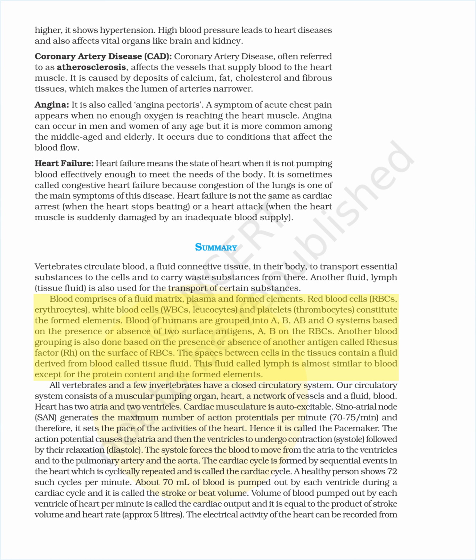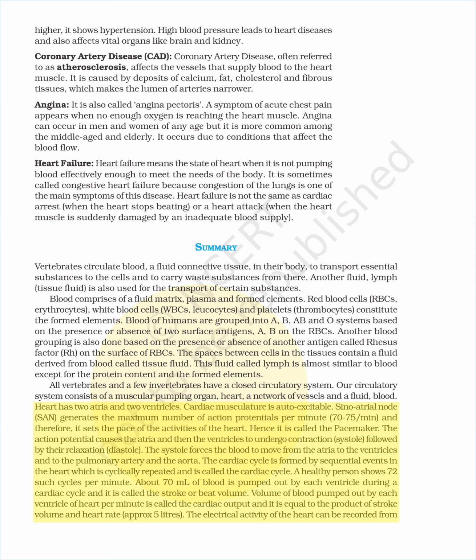Blood of humans are grouped into A, B, AB and O systems based on the presence or absence of two surface antigens, A, B on the RBCs. Another blood grouping is also done based on the presence or absence of another antigen called rhesus factor, Rh, on the surface of RBCs. The spaces between cells and the tissues contain a fluid derived from blood called tissue fluid. This fluid called lymph is almost similar to blood except for the protein content and the formed elements. All vertebrates and a few invertebrates have a closed circulatory system. Our circulatory system consists of a muscular pumping organ, heart, a network of vessels and a fluid, blood.